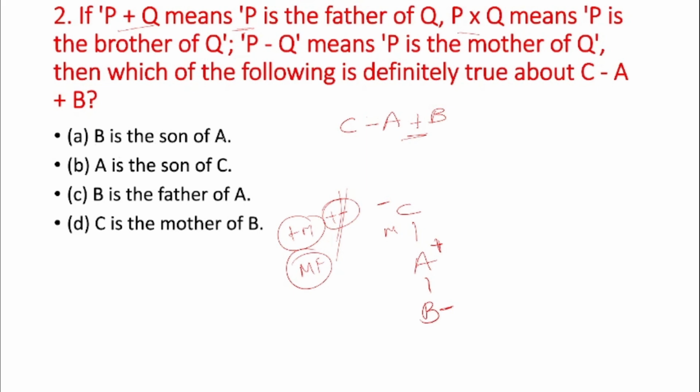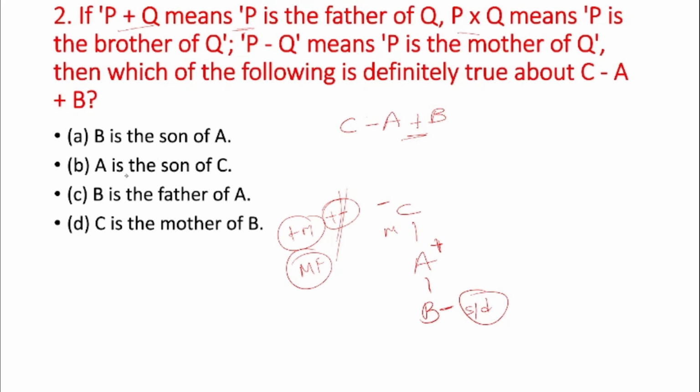So B is the son of A. We don't know the gender of B. B might be son or daughter of A. So this is not definitely true. This might be true, but not definitely true.